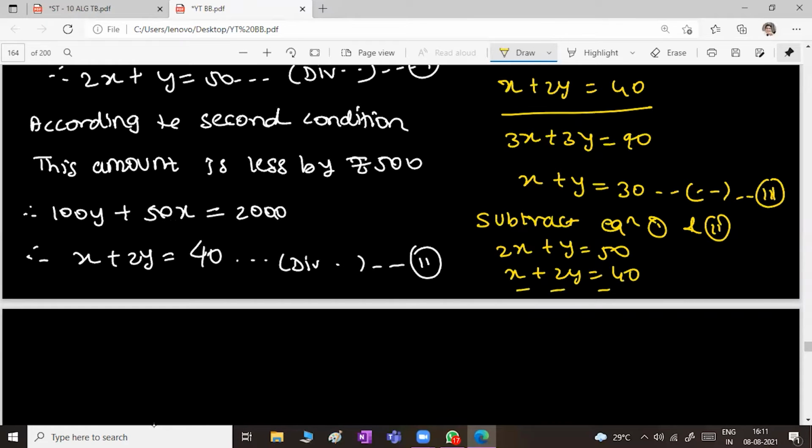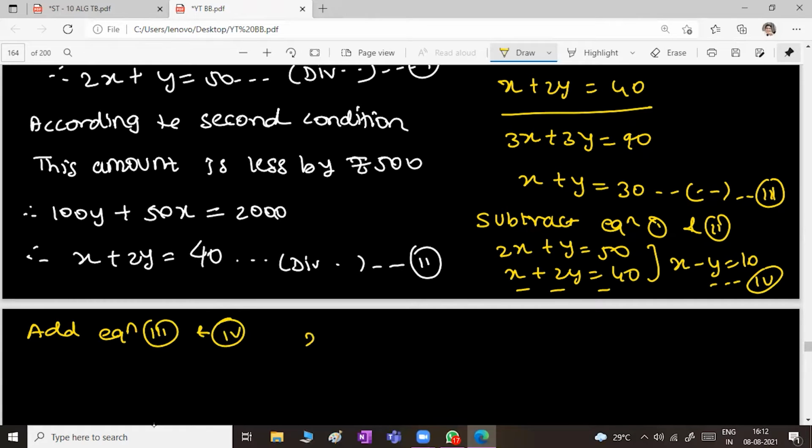The sign will change, and you will get, I am writing here, 2x minus x will be x, minus y is equal to 10. This will be your equation number 4. Now add 3 and 4. Add equation 3 and 4.